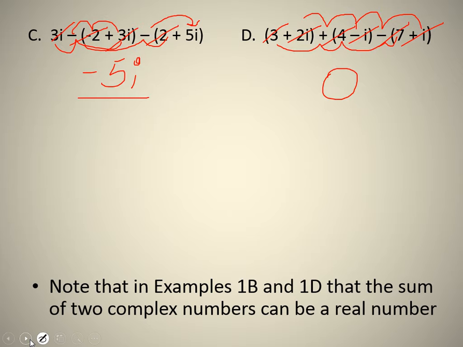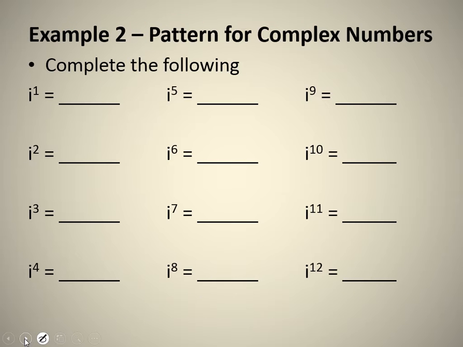So just one thing to note, that in part B and part D, the sum of two complex numbers can actually be a real number. So for instance, 0 here is a real number, and in part B, because the imaginary part canceled out there as well, you get a real number answer when you simplify the complex number. So some different things I just want to show you here as far as a pattern goes. So just taking a look at filling in some blanks here.